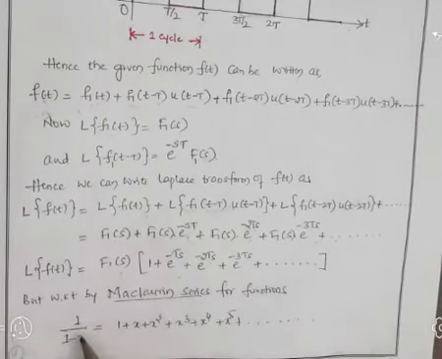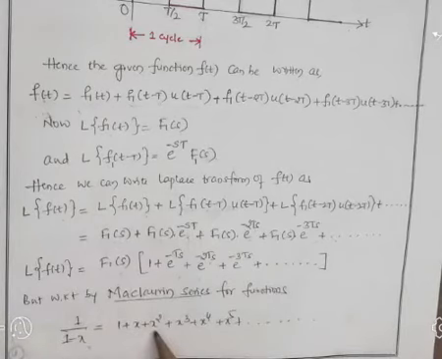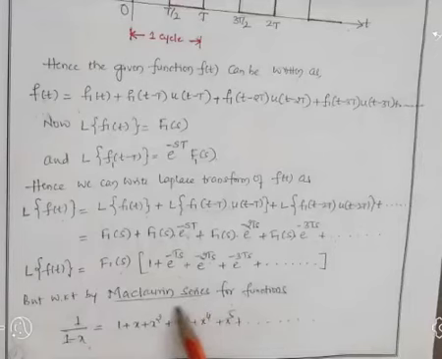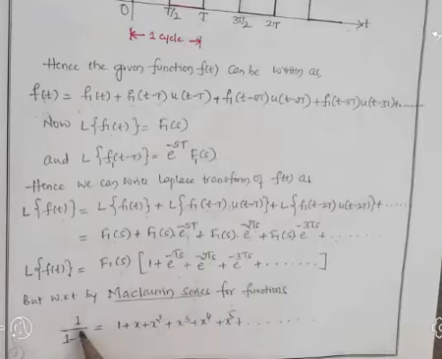How are we writing that one? 1 divided by 1 minus x is equal to 1 plus x plus x square plus x cube plus x to the power 4 plus x to the power 5 plus x to the power 6, and so on. This is the Maclaurin series, and we are writing it as 1 divided by 1 minus x.